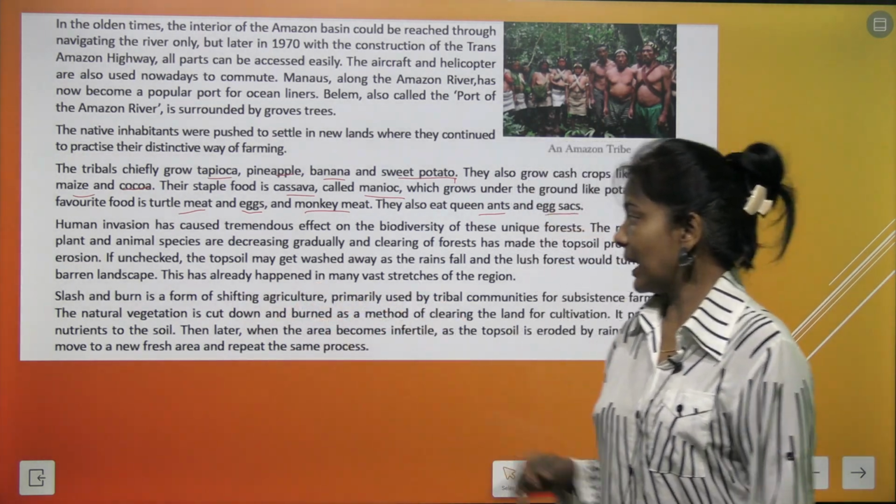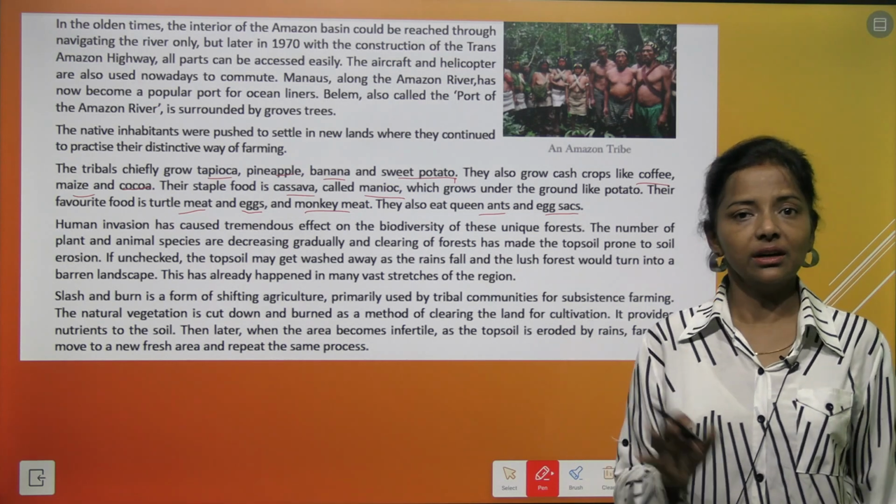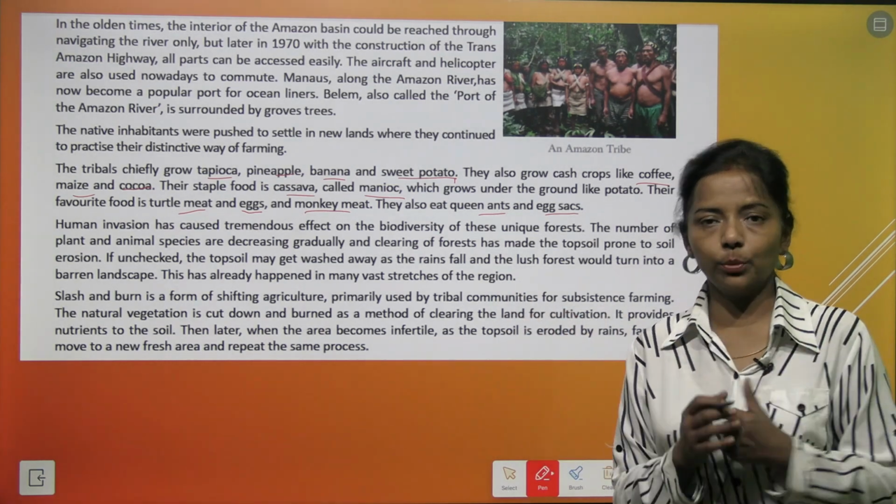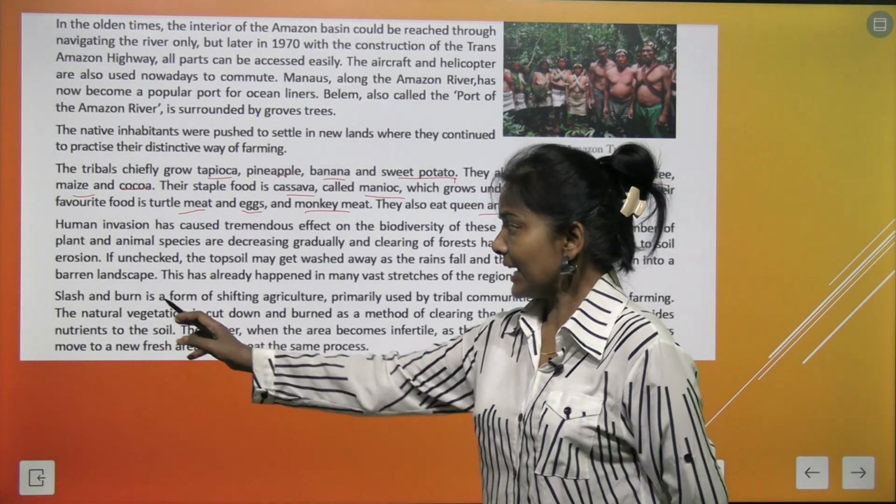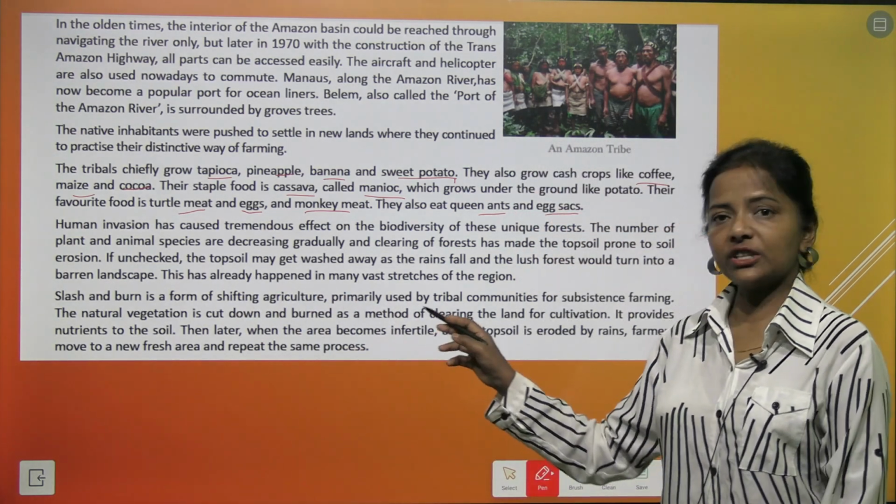This has already happened in many vast stretches of the region. And in many regions, this has already happened. Slash and burn is a form of shifting agriculture.